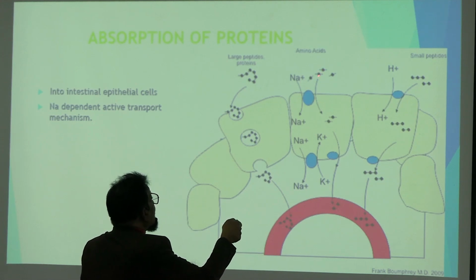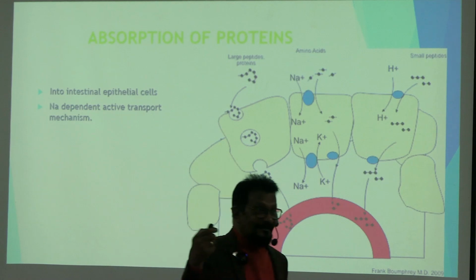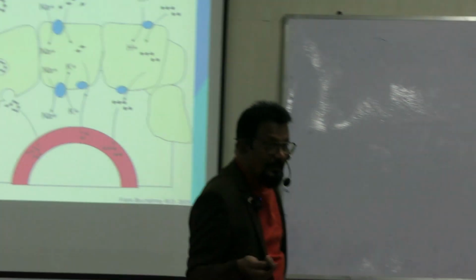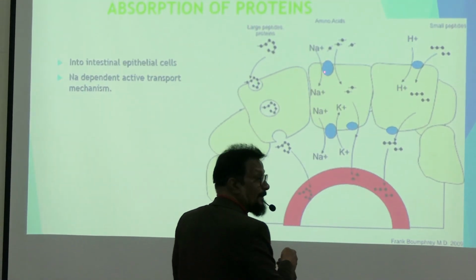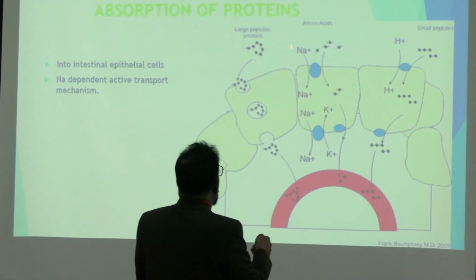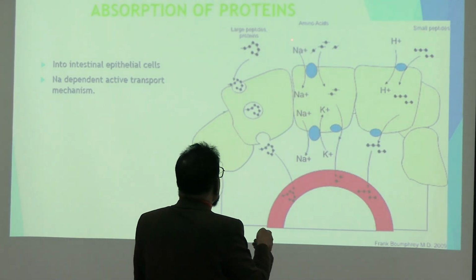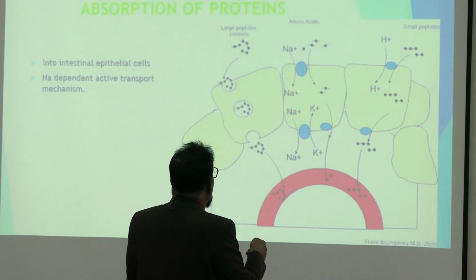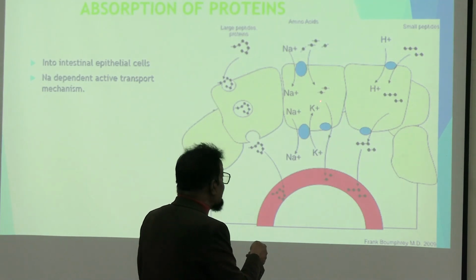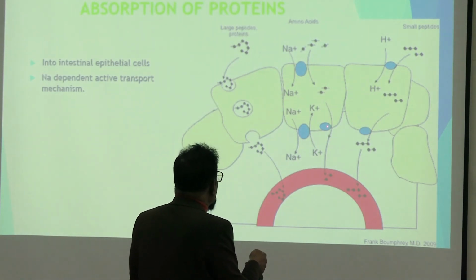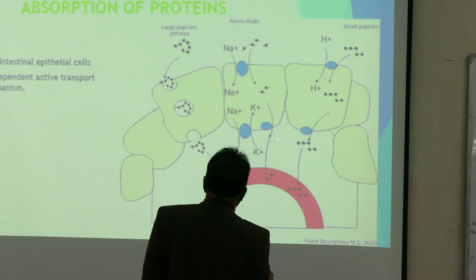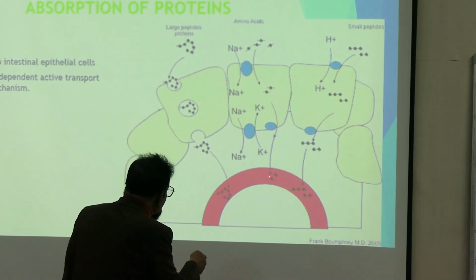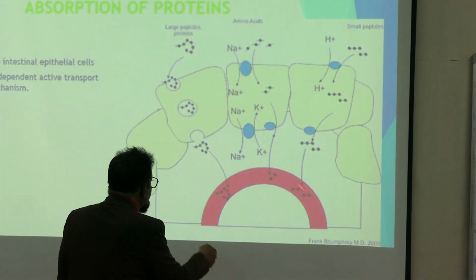These amino acids may be basic, acidic, or neutral. So depending on that, the transporter protein will vary. Okay, ultimately what will happen? Sodium will enter here, and more sodium ion and more amino acid will accumulate here. Now this amino acid will pass through by facilitated diffusion, and from here it will be diffused into the blood. So from blood it will be carried away.